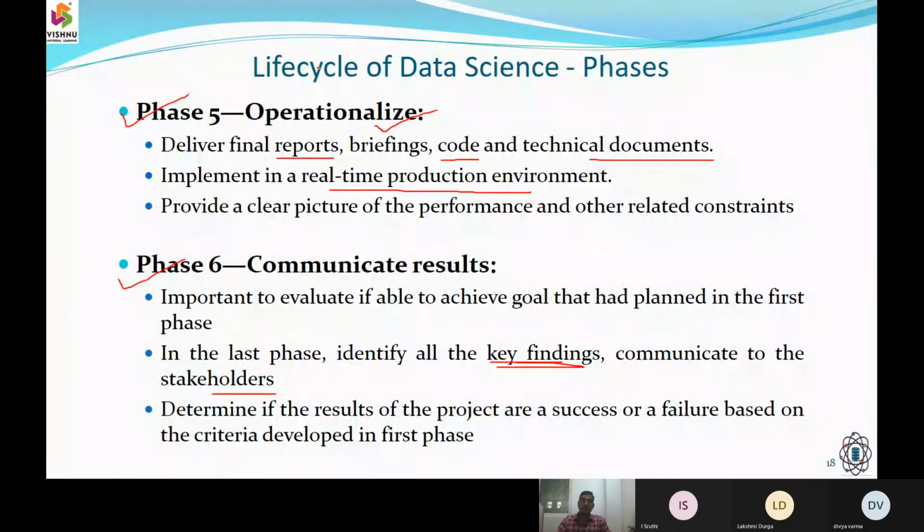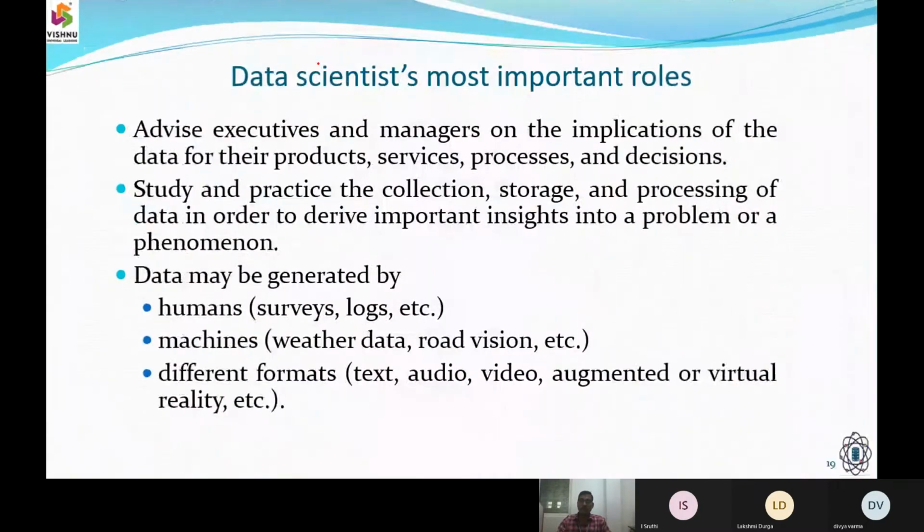Then we generate the final reports, briefing the actionable insights, and thereby in the sixth phase we communicate the results to all the stakeholders, mentioning whether the goal has been achieved or not, and whether the approach has worked or not.